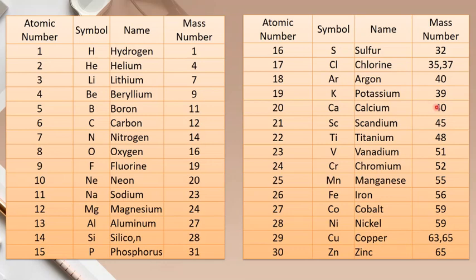Dear students, now you will memorize the mass number of atoms from atomic number 1 to 20. That means up to calcium, you will memorize mass number. But atomic number, you have to memorize from 1 to 30. And other mass numbers, you will memorize in the next class. But now, up to 20, that means calcium, it is enough.